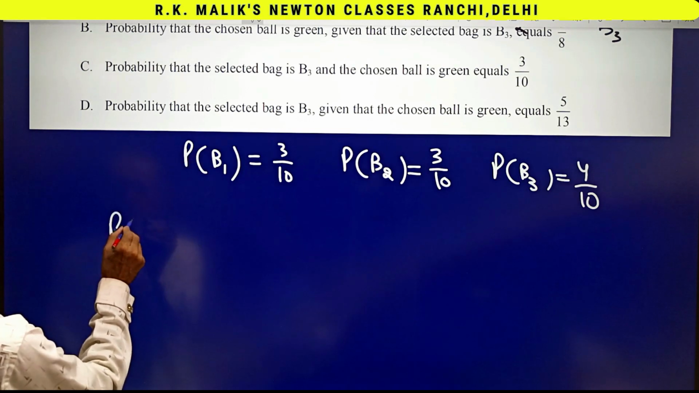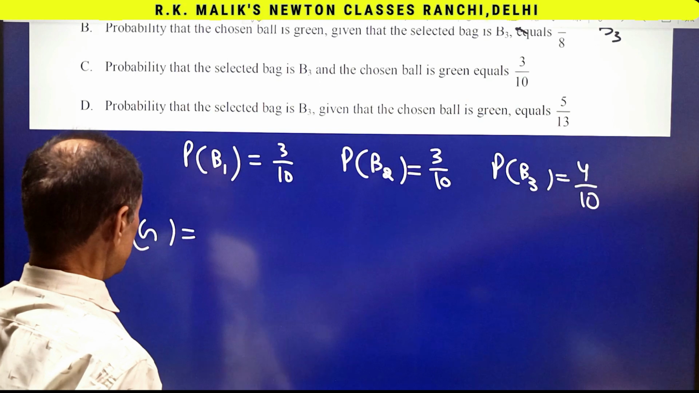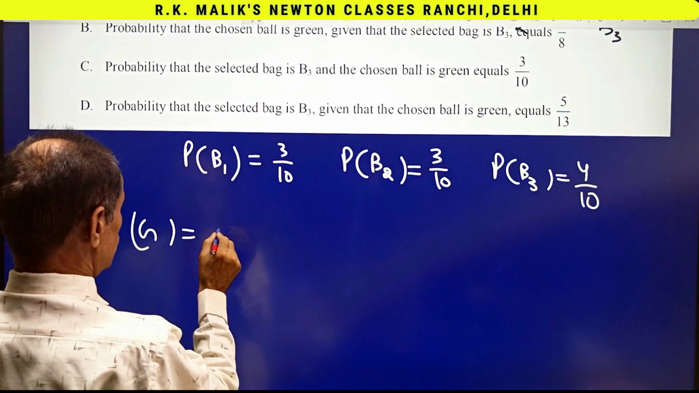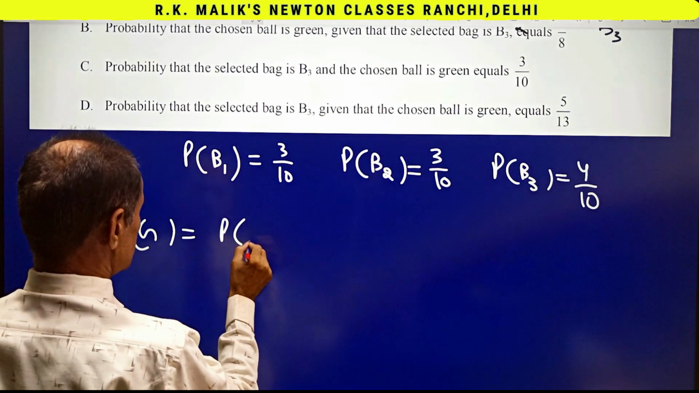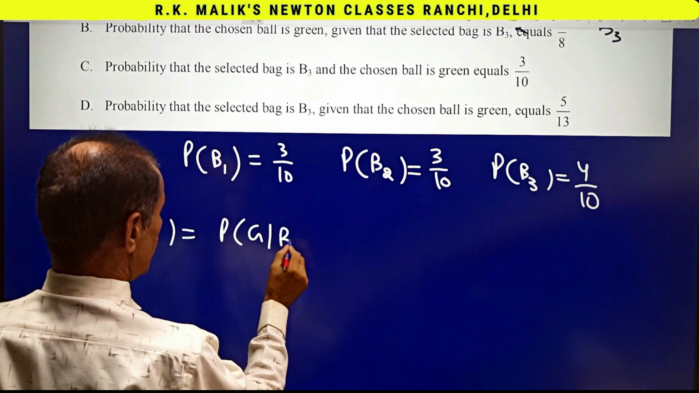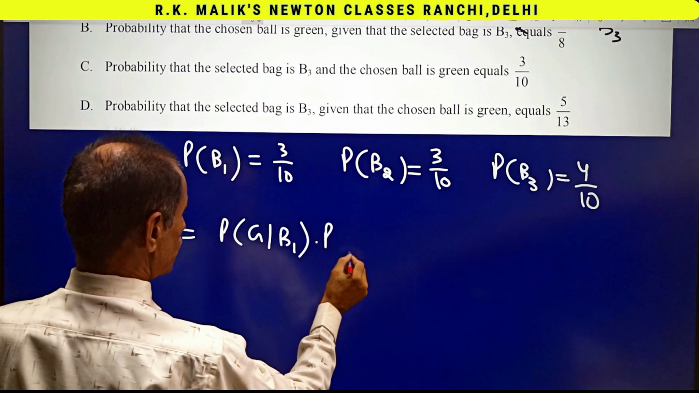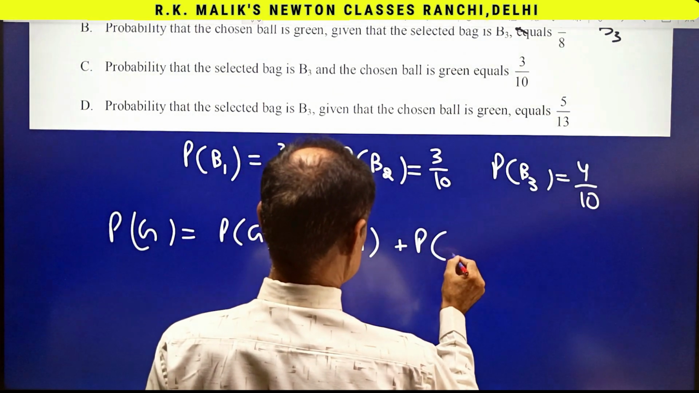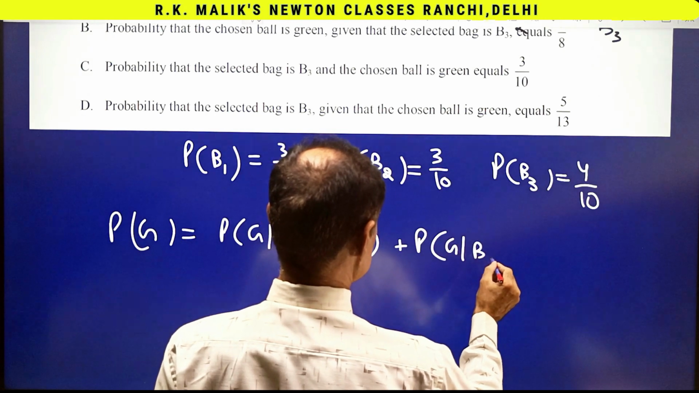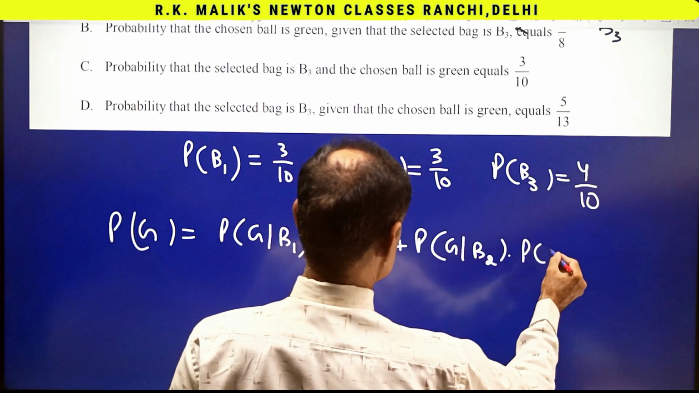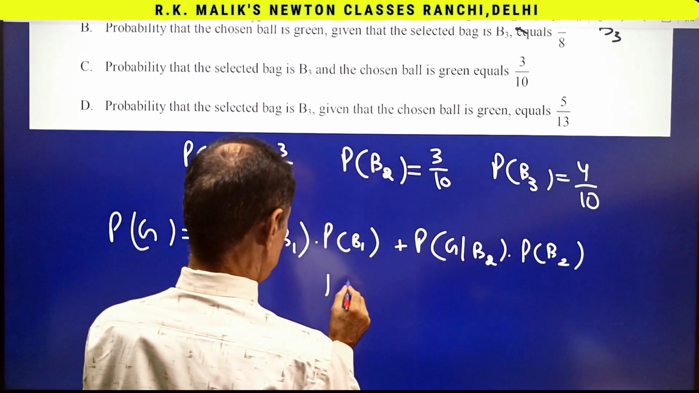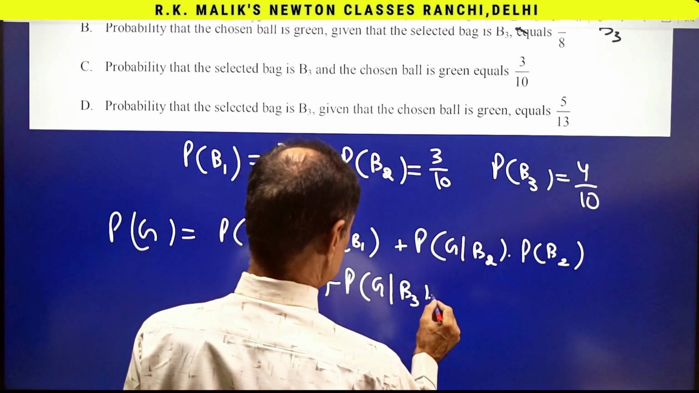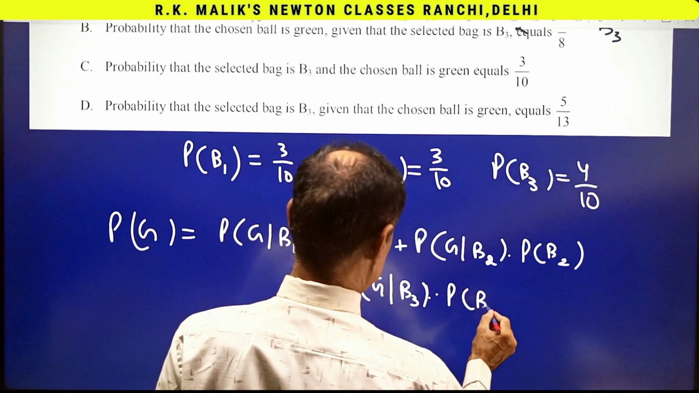That is, probability of green ball, using the total probability theorem, is equal to the probability of selecting a green ball when we have already chosen the bag B1 times the probability of selecting the bag B1, plus the probability of selecting the green ball when we have already chosen bag B2 times the probability of selecting the bag B2, plus the probability of selecting a green ball when we have already selected the bag B3 times the probability of selecting the bag B3.